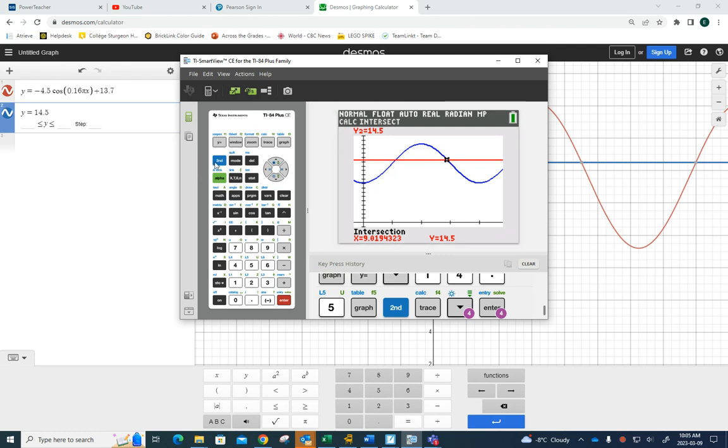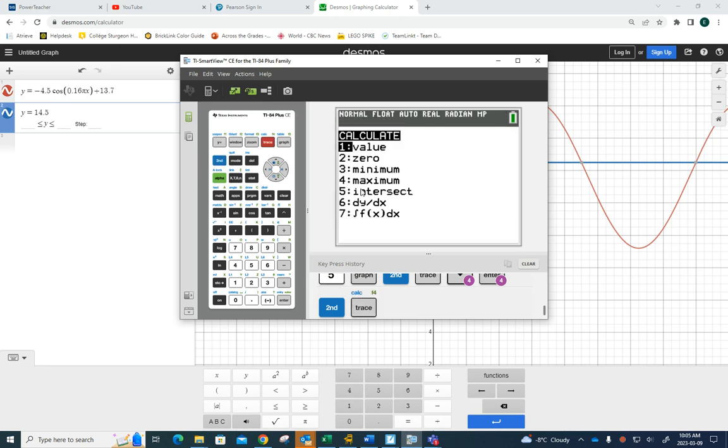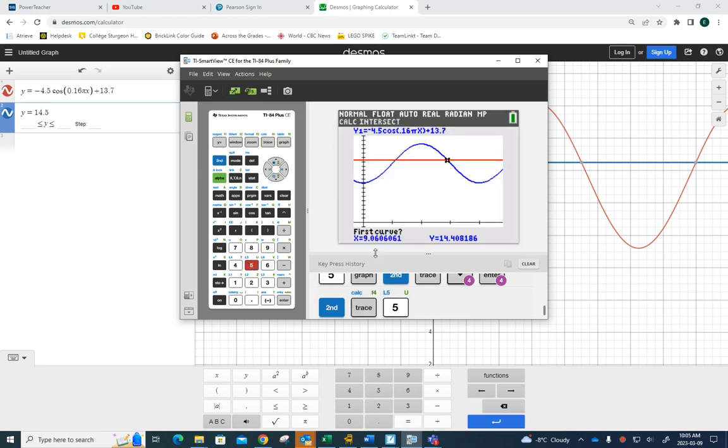It'll always find the intersection closest to your cursor. So if I wanted to find the other one on my calculator, I'd calculate number 5 where they intersect, but now I would have to move my cursor if I'm closer to this one. Then when I push enter 3 times, it finds that one.